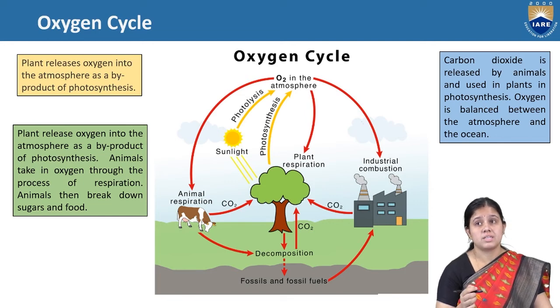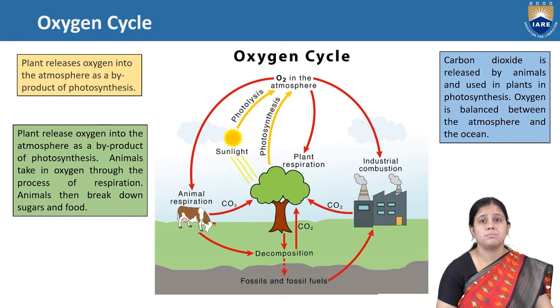First of all, what is the oxygen cycle? Plants release oxygen into the atmosphere as a byproduct of photosynthesis. The green plant is doing the function of photosynthesis, so as a byproduct of photosynthesis, oxygen is released by the plant.